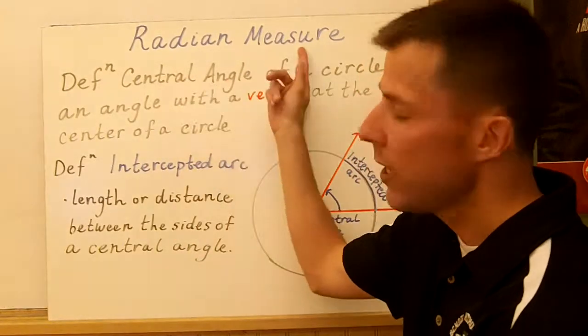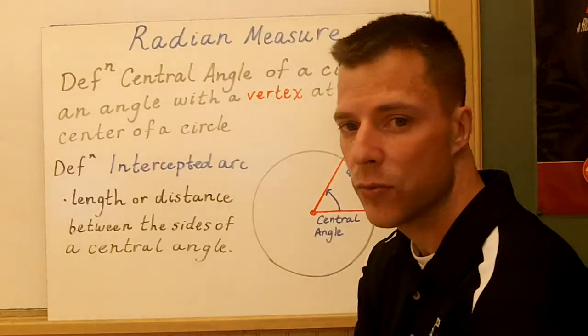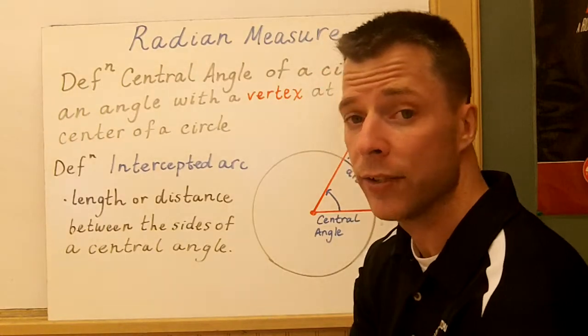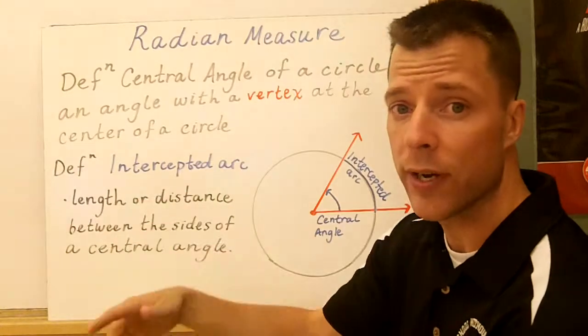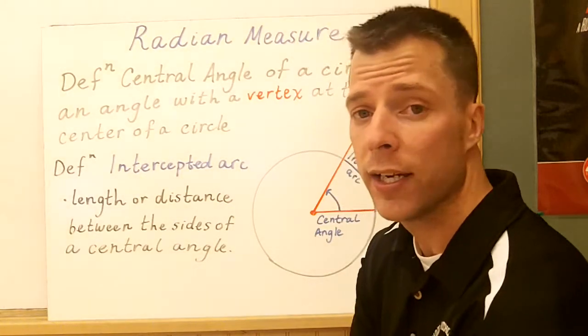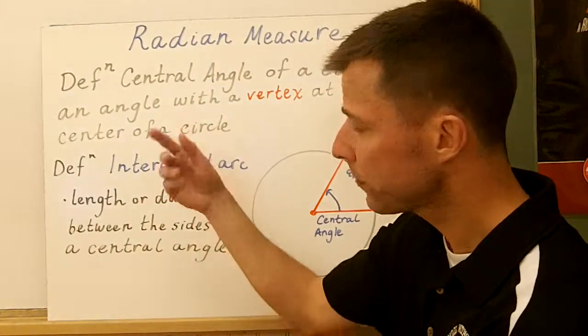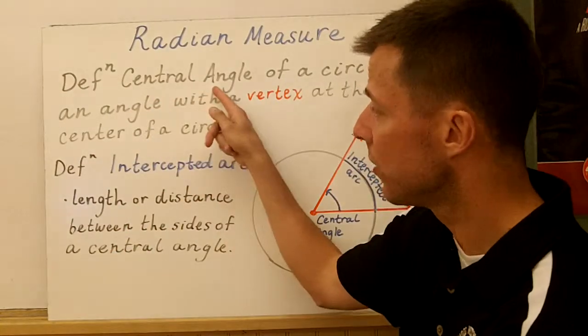Today we're going to talk about radian measure, and radians is one way that we can measure an angle. The other way we can measure an angle is in degrees. So today we're going to talk about radian measure and degrees and how to interchange between the two, and a couple other important concepts. The first thing we're going to find here is what a central angle is.